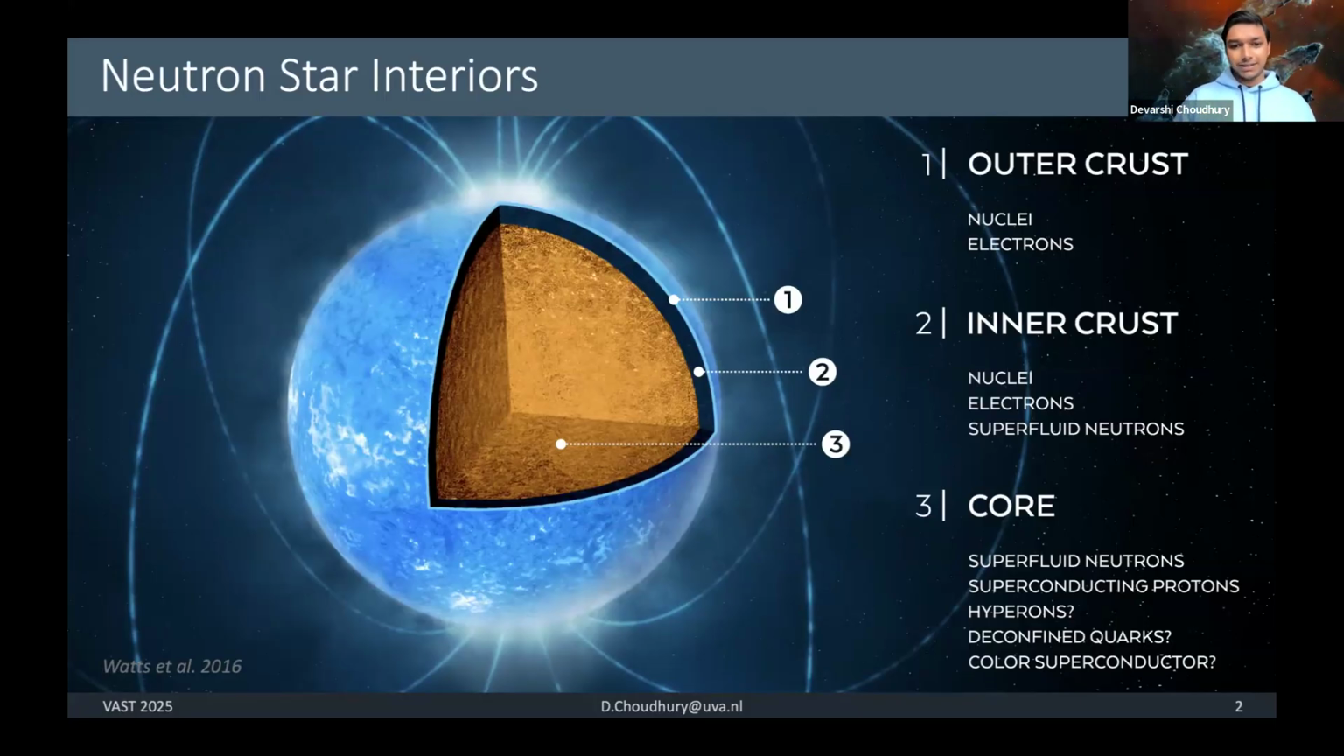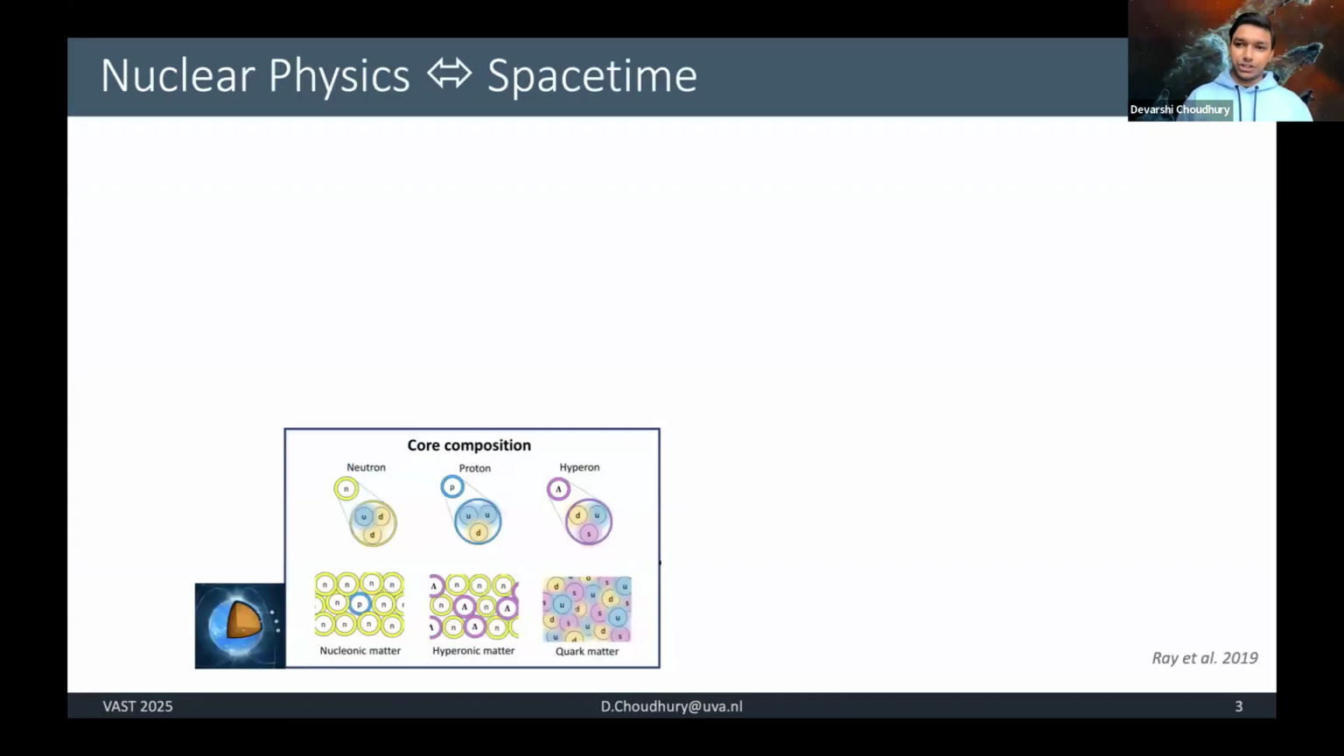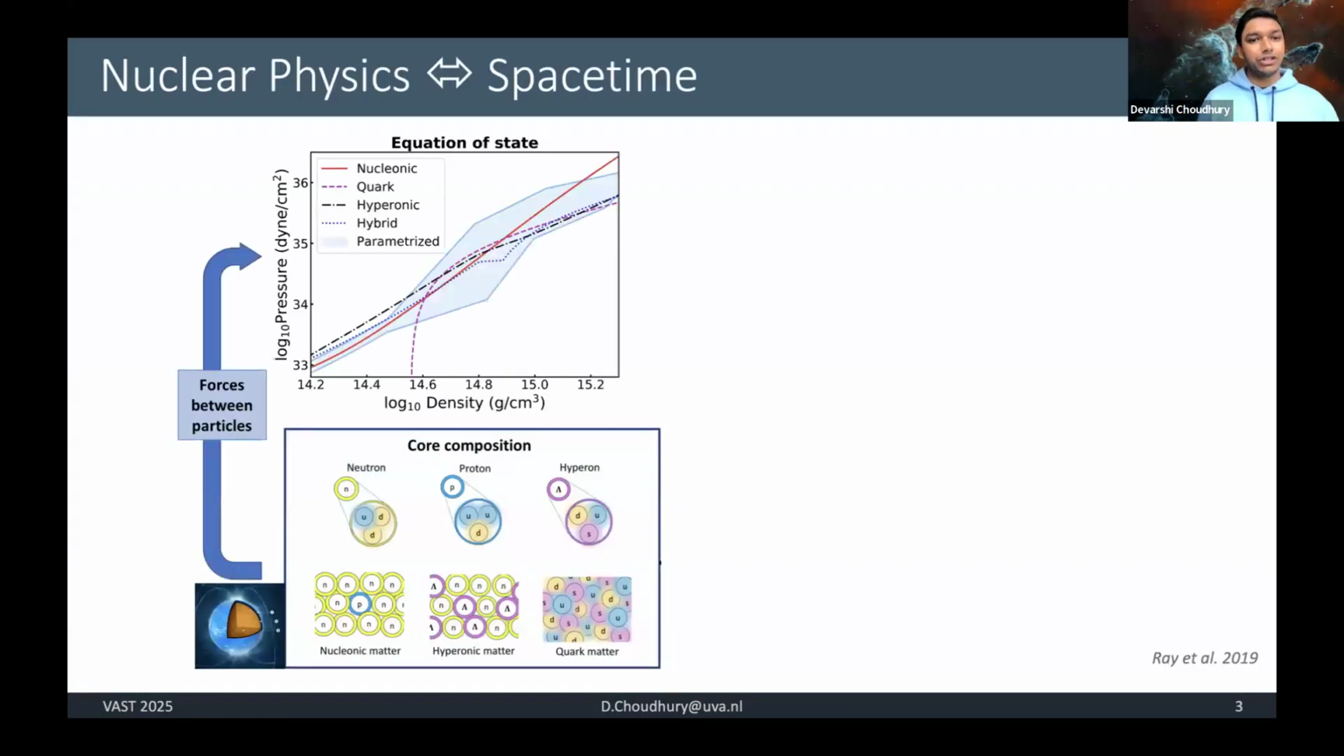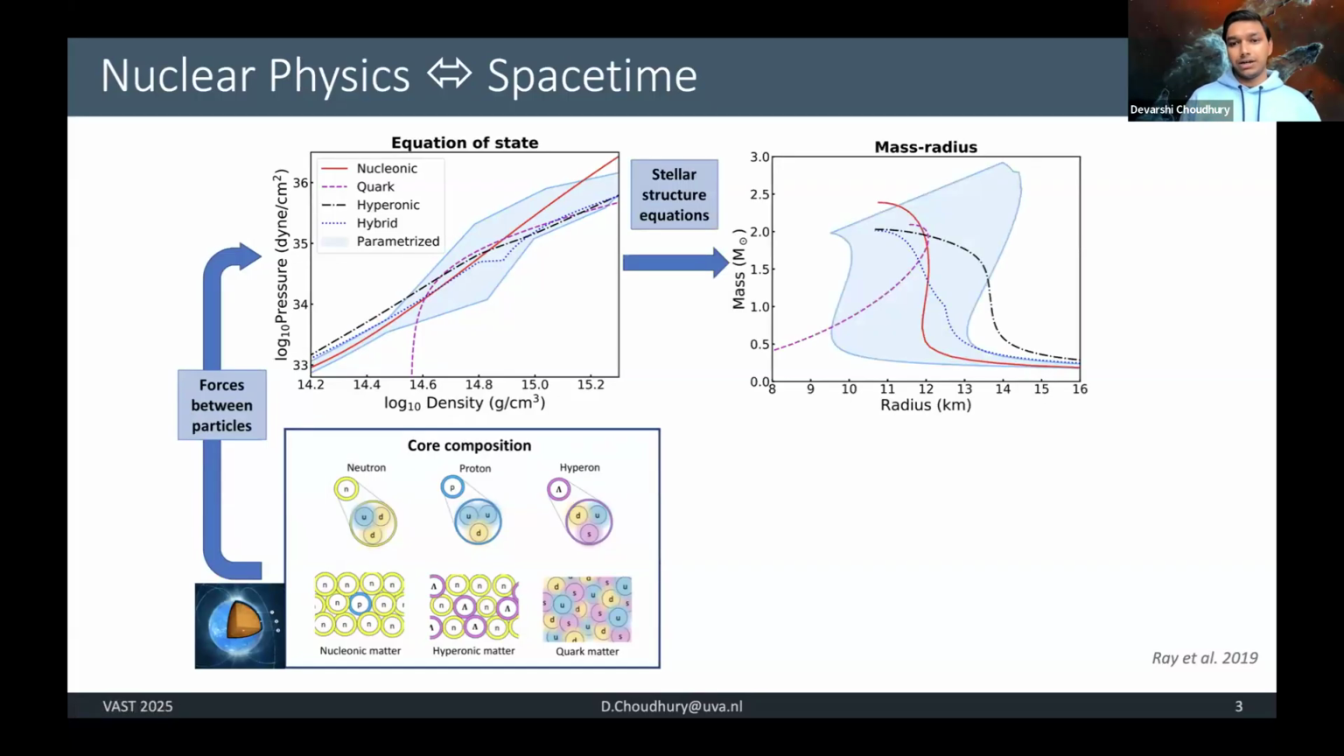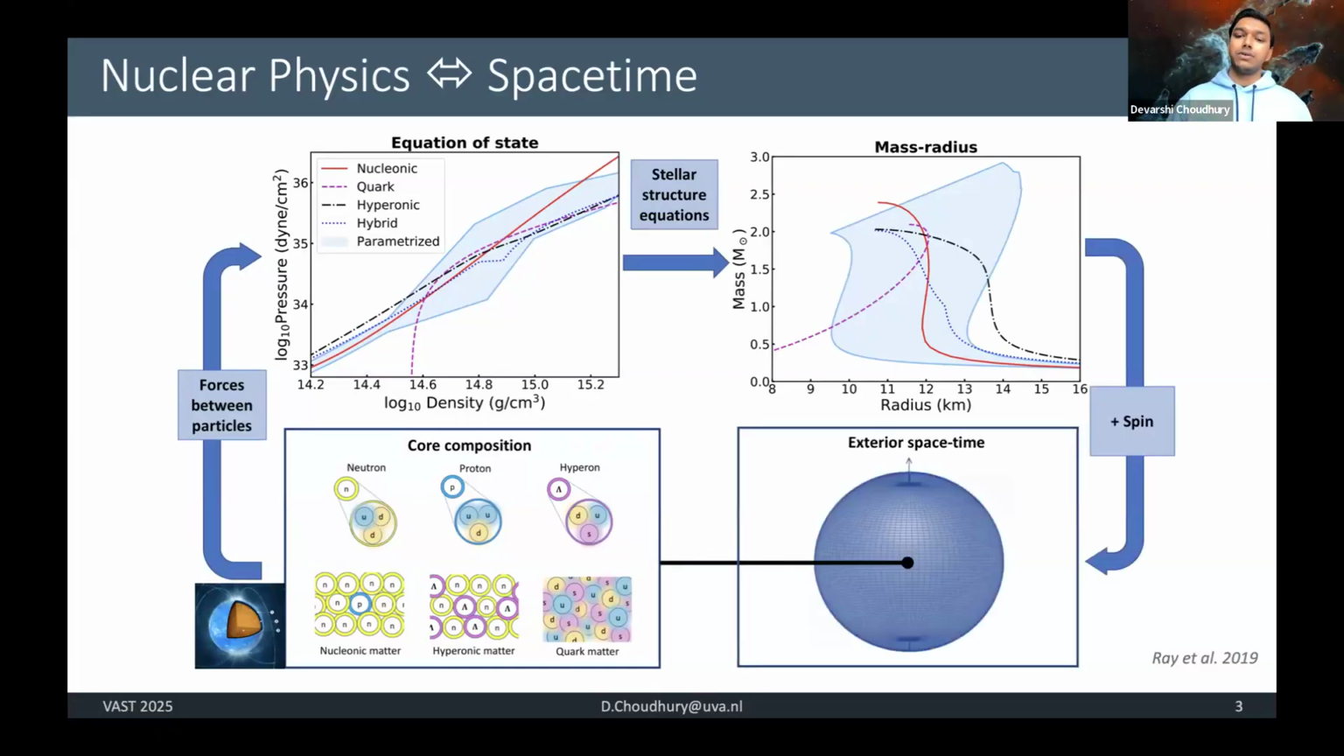But how can we possibly study such tiny objects so incredibly far away? Well, lucky for us, the core composition dictates what's known as the equation of state of a neutron star, which is the relation between the pressure on the y-axis and the density on the x-axis. The pressure and density, through stellar structure equations, directly have one-to-one correspondence to the mass and radius of the neutron star. Now, the mass and radius, coupled with the spin of the neutron star, governs how the exterior spacetime is going to be curved. So if you have any kind of surface X-ray emission, that has to traverse this curved spacetime, and this information gets encoded in it.